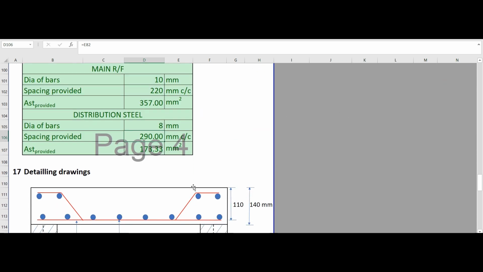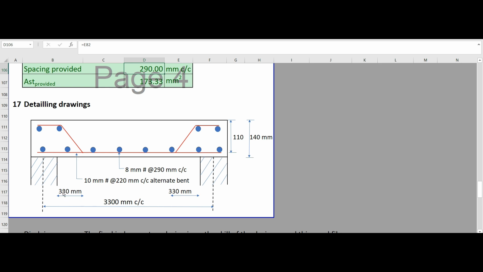So here we have provided the main steel of 10 mm dia at 220 mm center to center, which is alternately bent, and we have provided the distribution steel of 8 mm dia at 290 mm center to center, and we have bent the bars at a distance of L by 10 from the face of the support, that is 3300 by 10, that is 330 mm, and we have provided the effective depth of 110 mm and the overall depth of 140 mm. So this completes the design of simply supported one-way slabs.